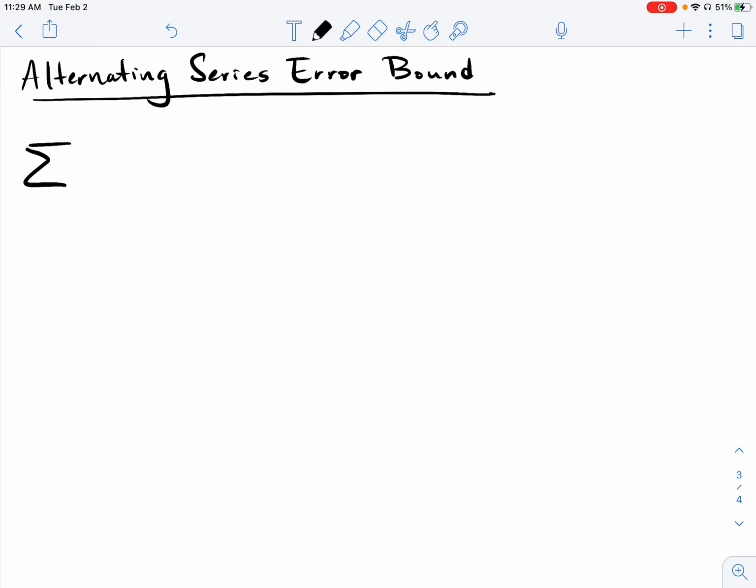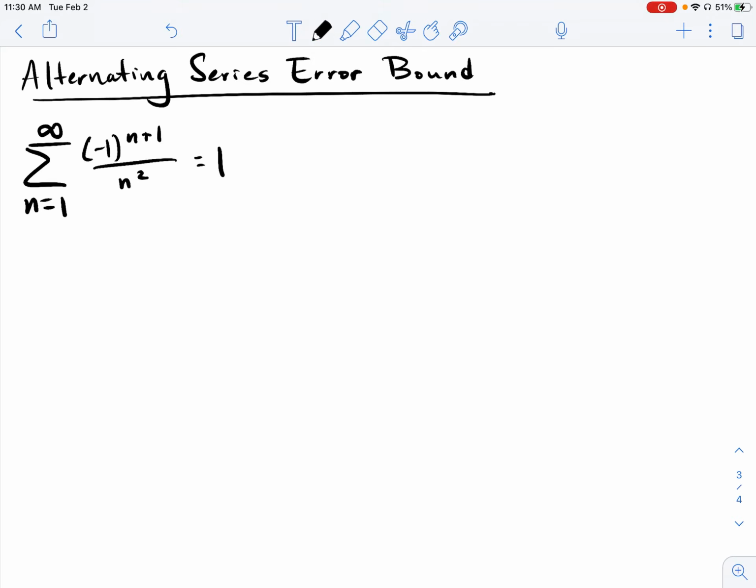So let me just start with something like this. n is equal to 1, our upper bound is infinity, and let's say that our alternating series looks something like this. Okay, so let's take a quick look at what this series looks like. We know that our first term here, when n is equal to 1, means our power is going to be 2. So our first term is positive, and our denominator is simply our n value squared. So this would be 1 over 1 squared, which is just 1.